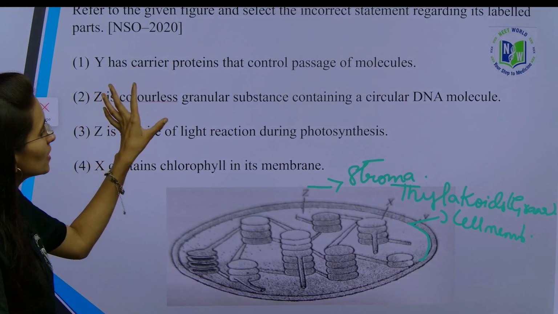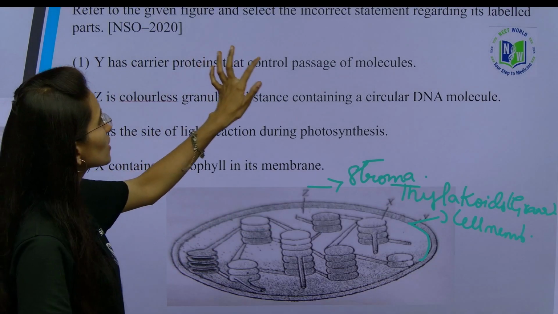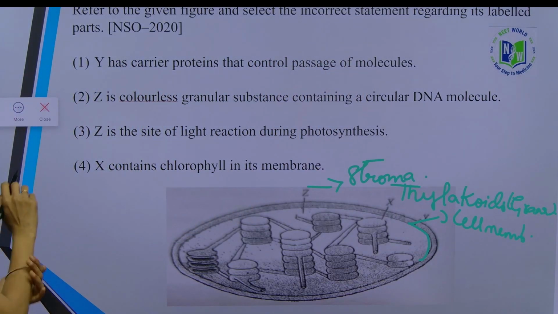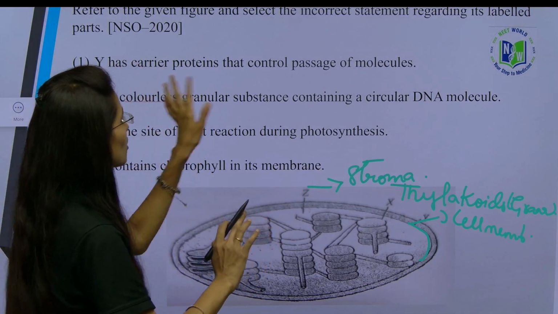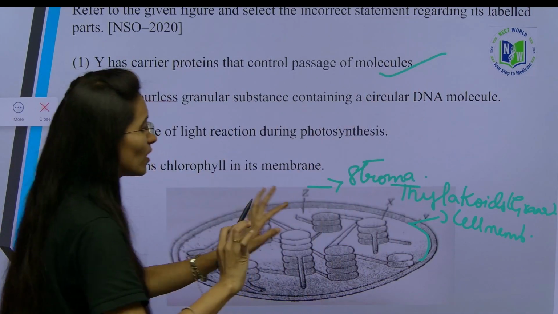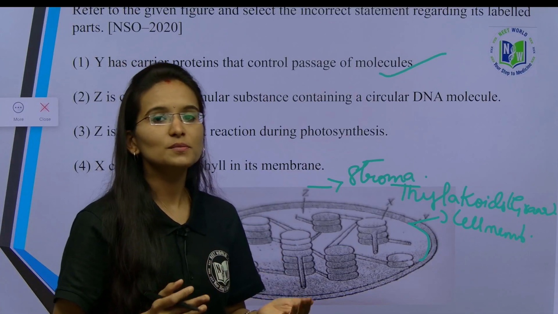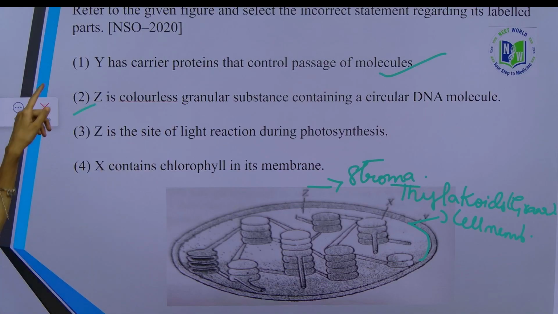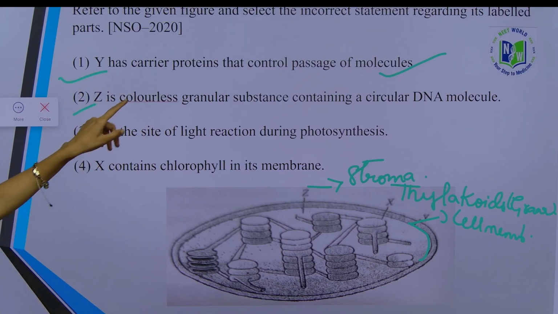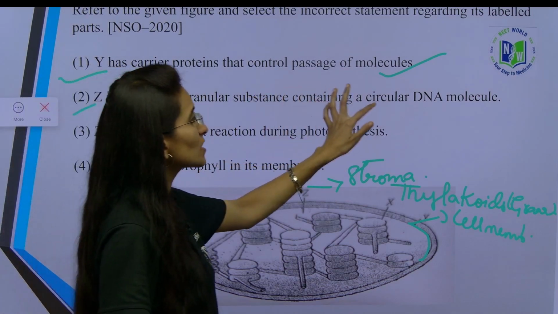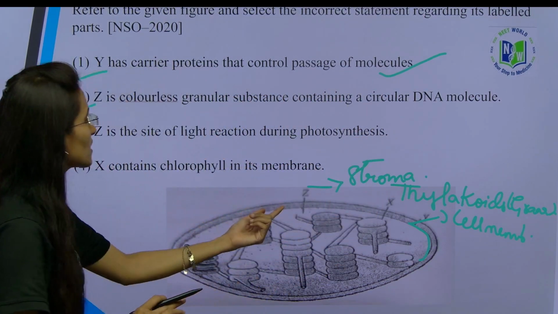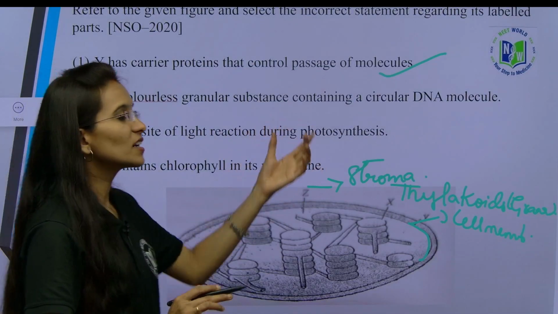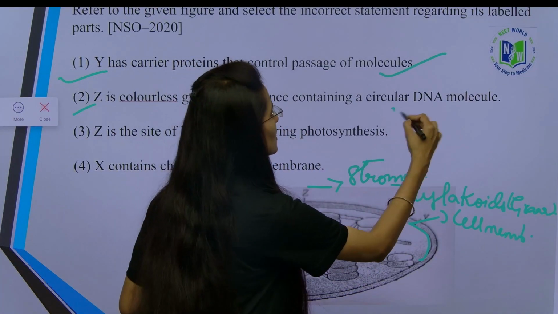So now here are the options. Option 1: Y has carrier proteins that control the passage of molecules. But you need to find the incorrect statement, so this will be the right one. Y is a cell membrane, it is involved in transportation of the molecules only. This is the right statement. Next, option 2: Z is a colorless granular substance containing a circular DNA molecule. What is Z here, students? It is a colorless granular structure. Z is the stroma, which contains circular DNA molecule. Yes, so this is the right option.